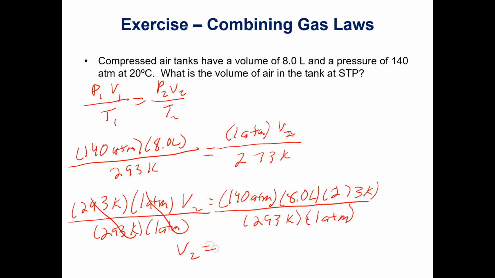So V2 is equal to 140 atm times 8 liters times 273 Kelvin. Divide that by 293 Kelvin times 1 atm. And if you multiply that out, you should come out with 1040 liters.